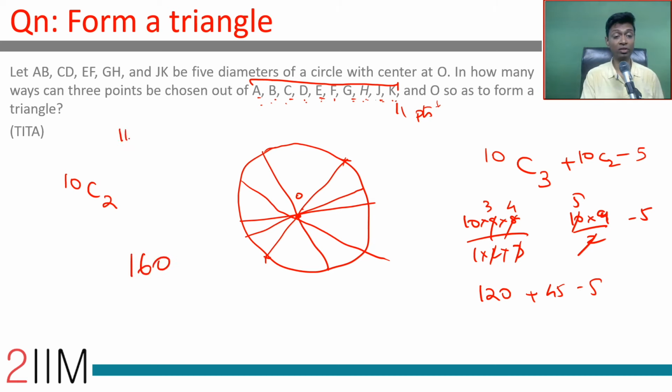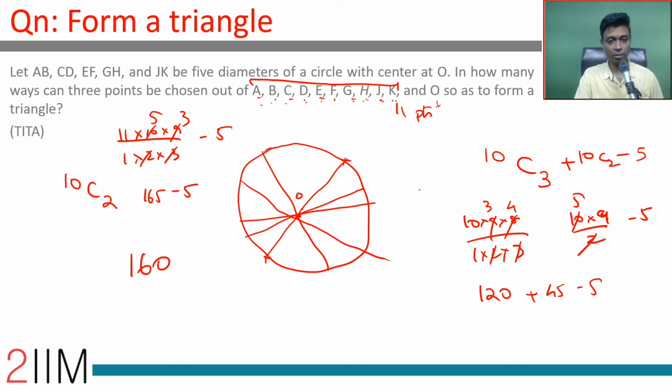You could imagine this as 11C3, 11 into 10 into 9 by 1 into 2 into 3. This is 3, this is 5, 15 into 11 is 165 minus 5. That's the other way of thinking about it. Effectively, out of the 11 points, select any 3, and then from that, subtract the selections of the 5 diameters. So 11C3 minus 5, or 10C3 plus 10C2 minus 5. Both ways we get to 160.